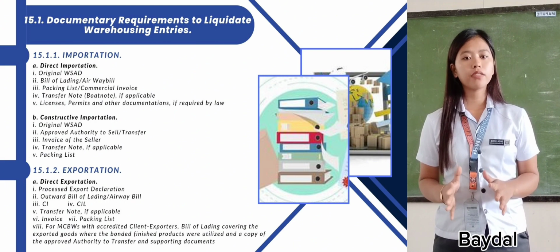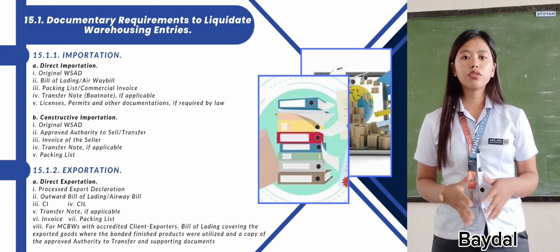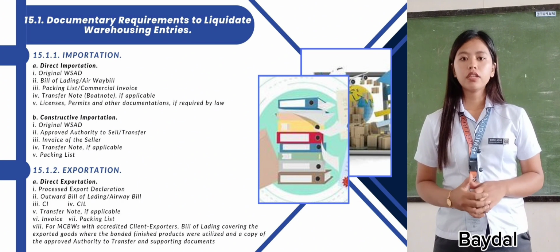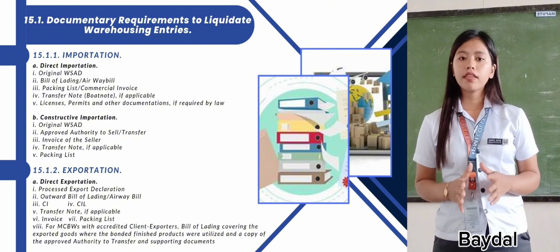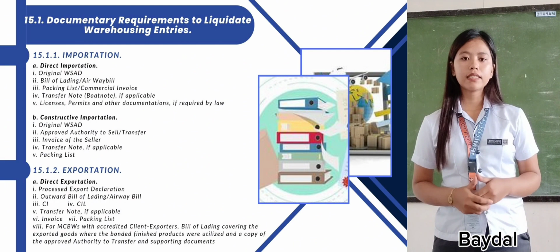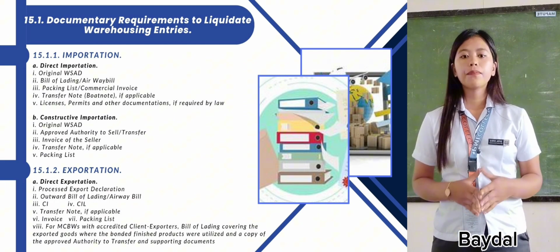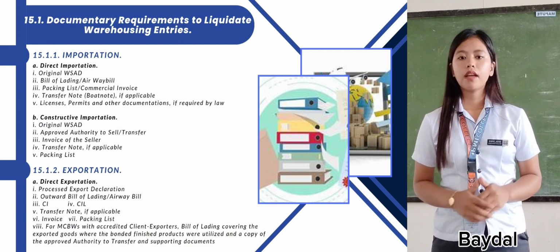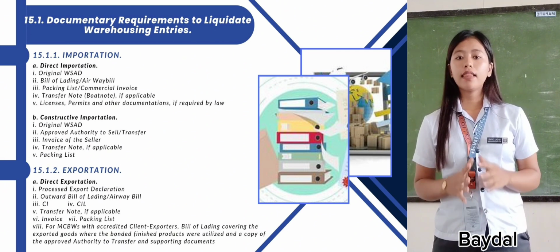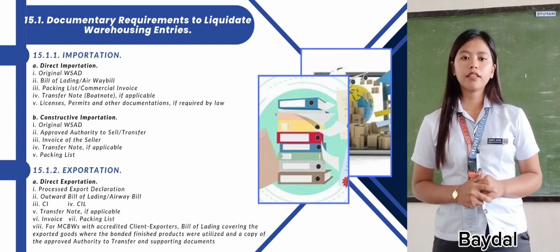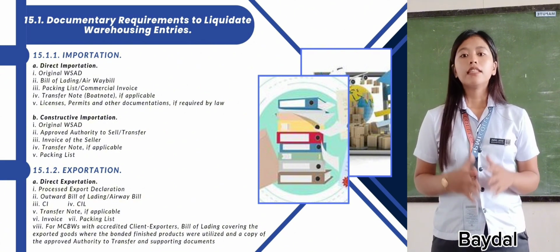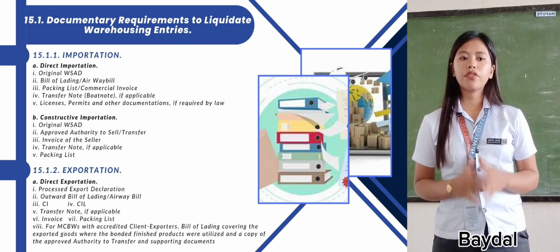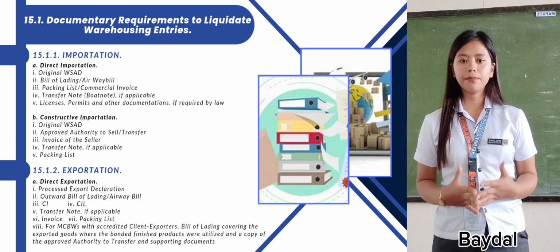So the required documents for direct exportation include the export declaration; second, the outward bill of lading or airway bill; third, the CI or commercial invoice; fourth, the CIL or commercial invoice list; fifth, the transfer note; sixth, the invoice; and seventh, the packing list, a list of the items being exported. So for MCBWs with accredited client exporters, the bill of lading and copy of approved authority to transfer is needed.